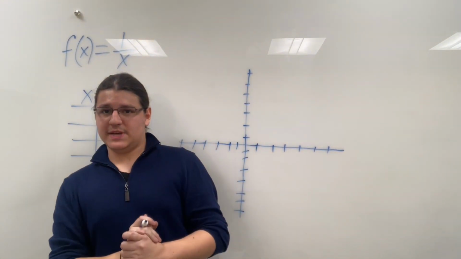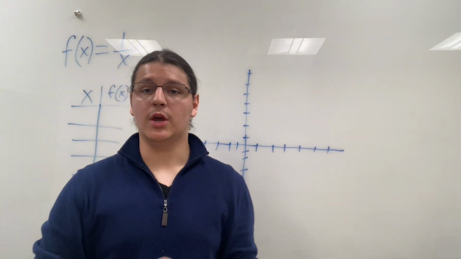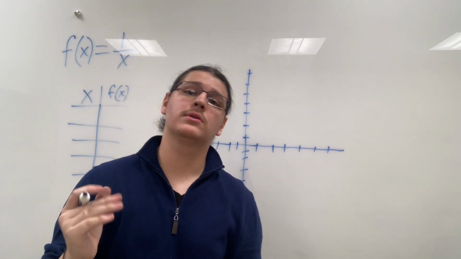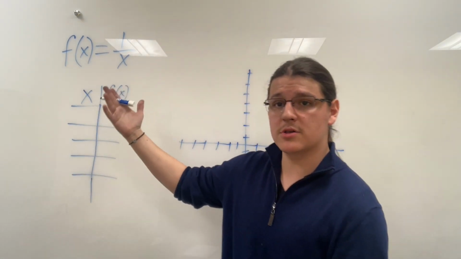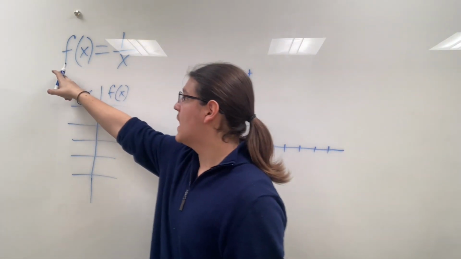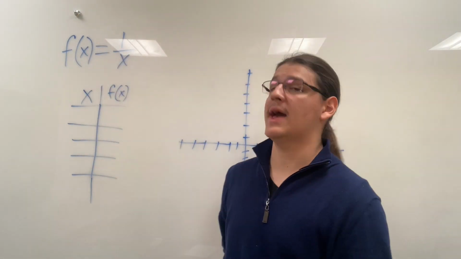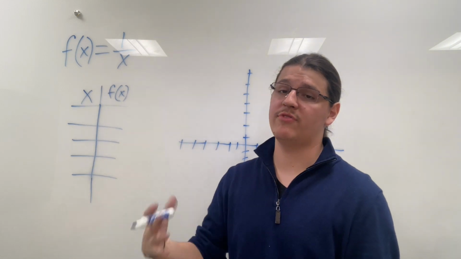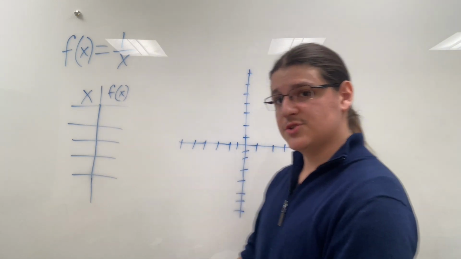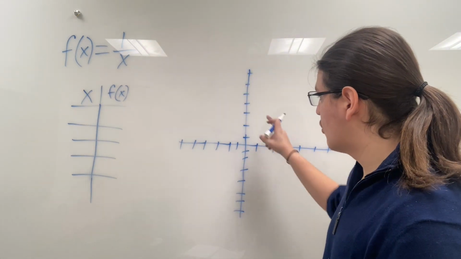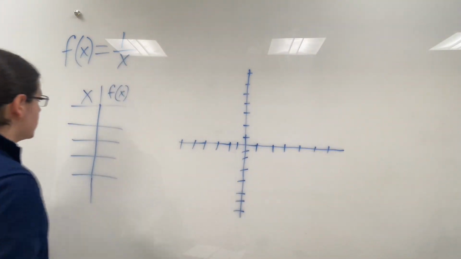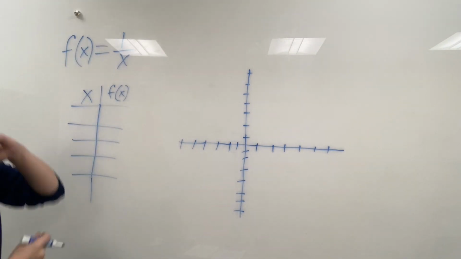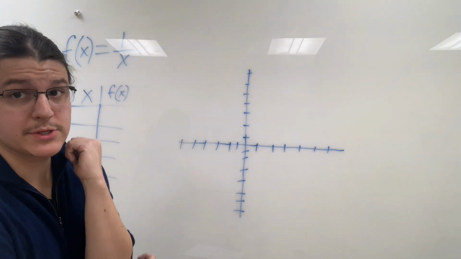We have spent quite some time looking at rational equations. Now, let's take that step forward and start looking at them as functions. Here we have f of x is equal to 1 over x, a rational function. So let's try and graph this right here and see what happens. So let's start putting in some inputs.